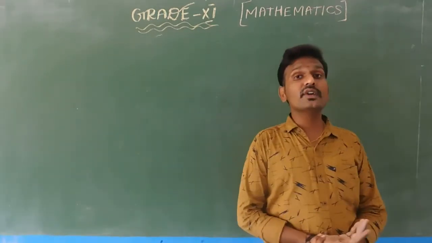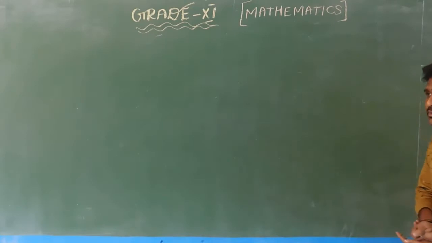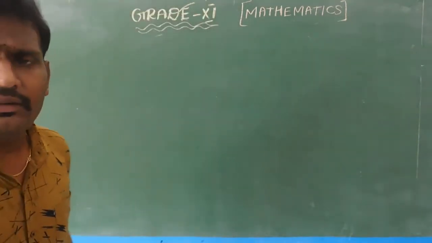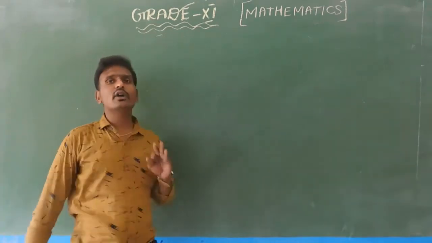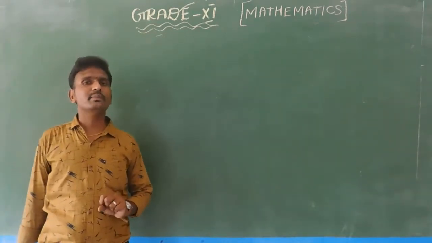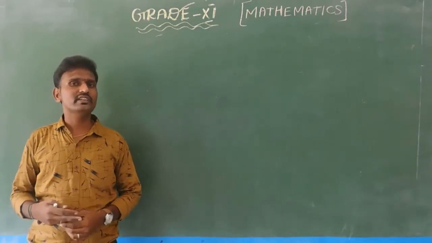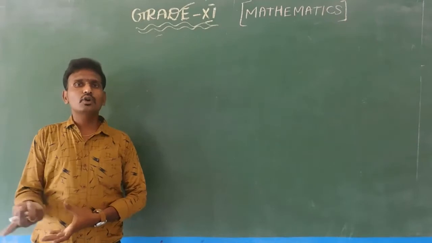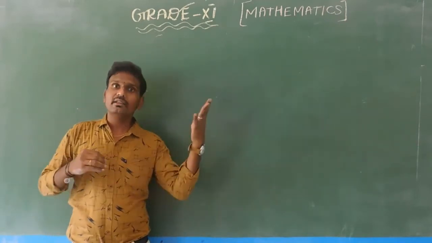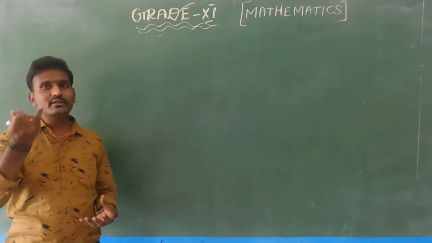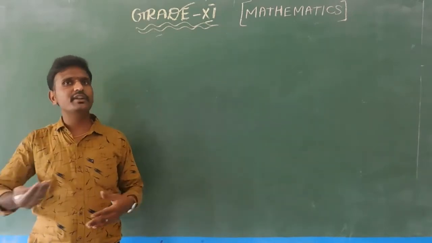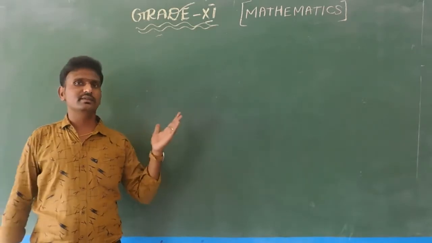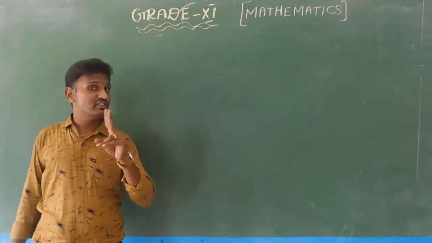So this is the class for continuation in your sequence and series, exercise number 9.3. In your sequence and series, we have already completed the first two exercises, 9.1 and 9.2. In both of them we followed the pattern of arithmetic progression, arithmetic series, and arithmetic mean. These are what we prepared in your previous two exercises.